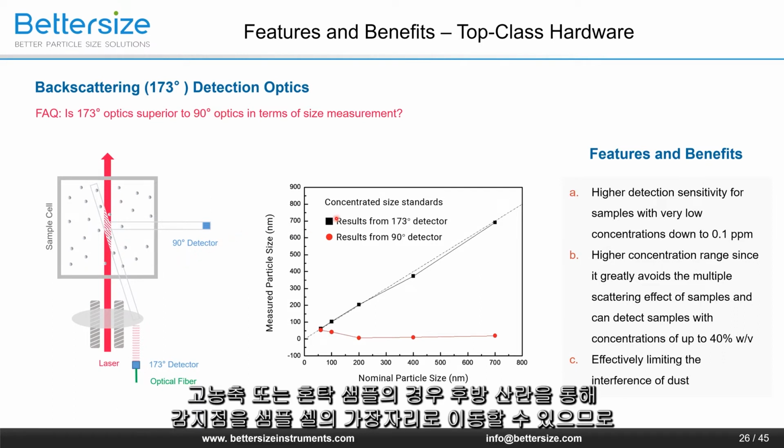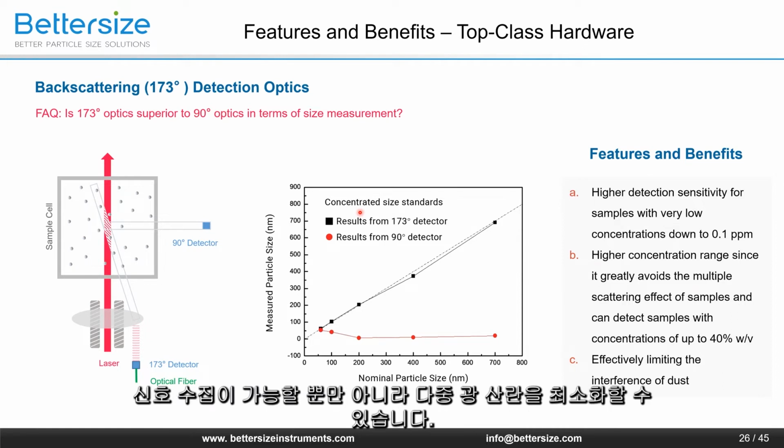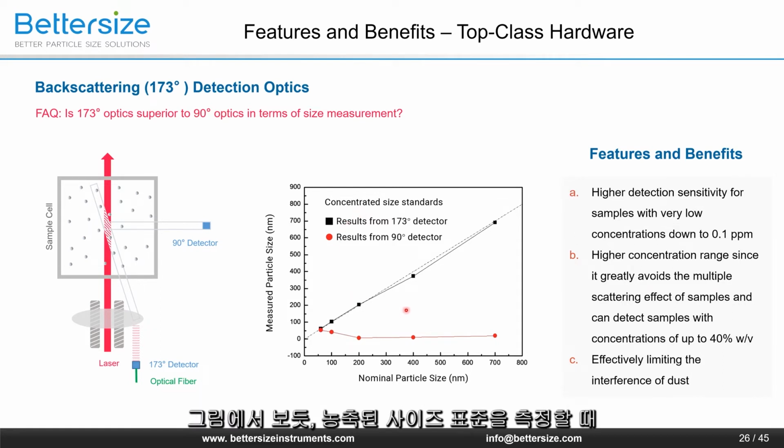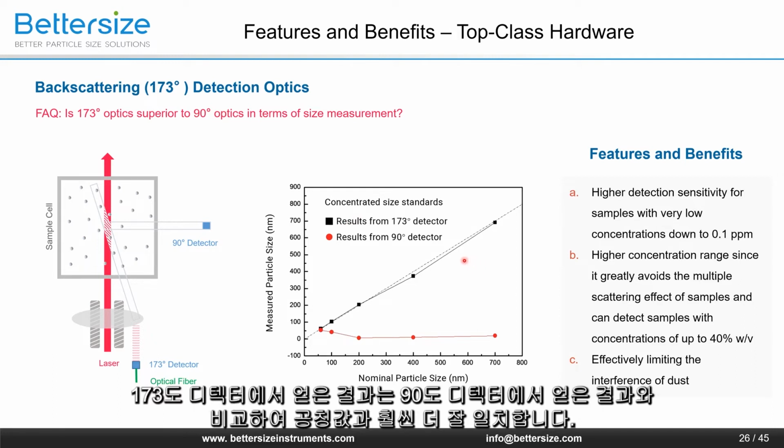For highly concentrated or turbid samples, the backscattering allows the detection point to be moved to the edge of the sample cell, which not only enables signal collection but also minimizes multiple light scattering. As shown in this figure, when measuring concentrated size standards, the results obtained from the 173 degree are in much better agreement with the nominal values, compared with the results from the 90-degree detector.